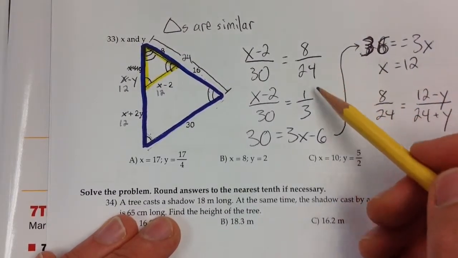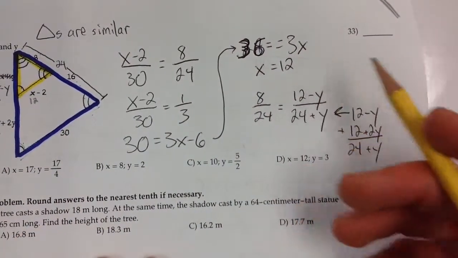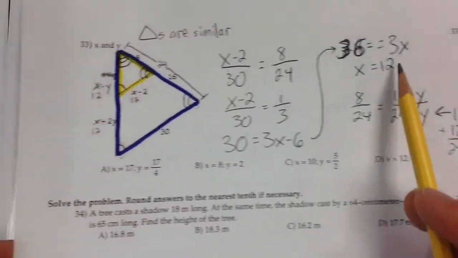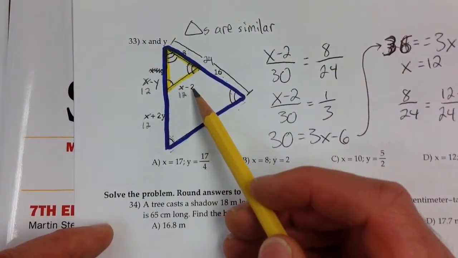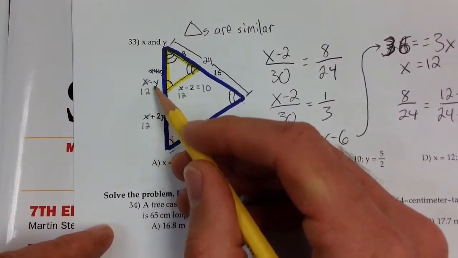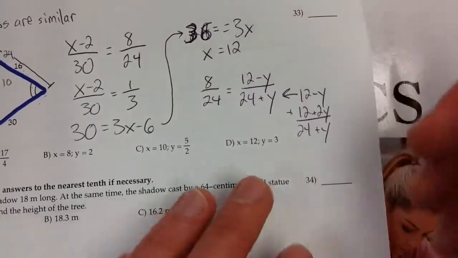We reduced the fraction, got 1/3, cross-multiplied, solved for x, and then we plugged x into the diagram, so this becomes 12 minus 2, or 10. Then I put 12 minus y here and 12 plus 2y here. And then we set up another proportion.